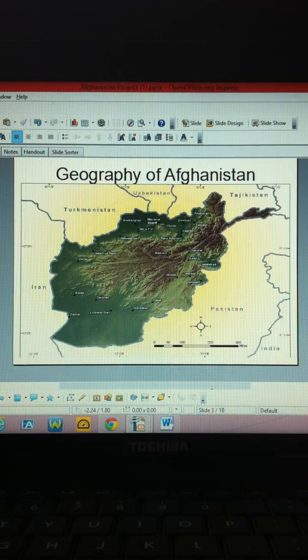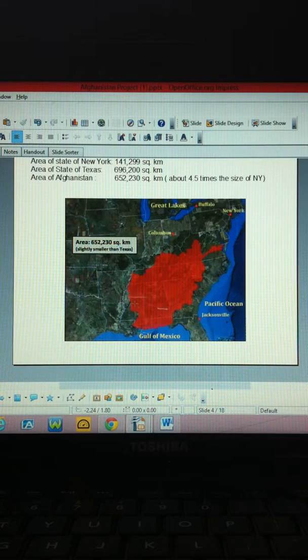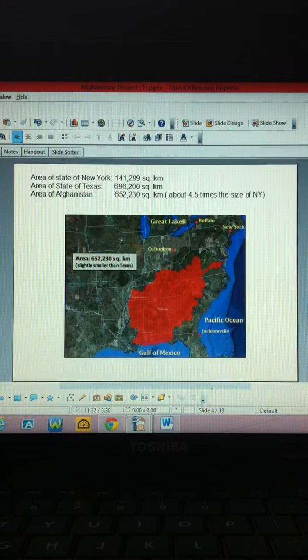So, how big is Afghanistan? Here is a map of Afghanistan placed over the eastern side and a little bit of the southern side of the United States. Afghanistan's area is approximately 652,230 square kilometers, which is about 4.5 times the size of New York.